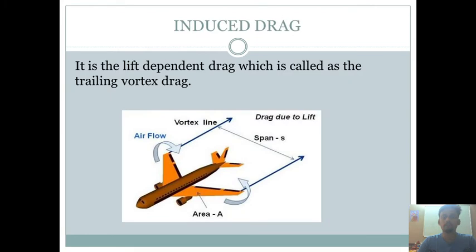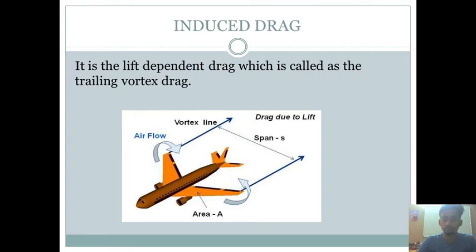Next, let us see about the induced drag. The induced drag is formed due to the formation of lift. It is the lift dependent drag which is called the trailing vortex drag. So how is it formed? By the formation of lift. Let us see it. As we all know, the air below the wing is at high pressure and the air above the wing is at low pressure. So to compensate the pressure difference, the air moves from the high pressure to the low pressure.